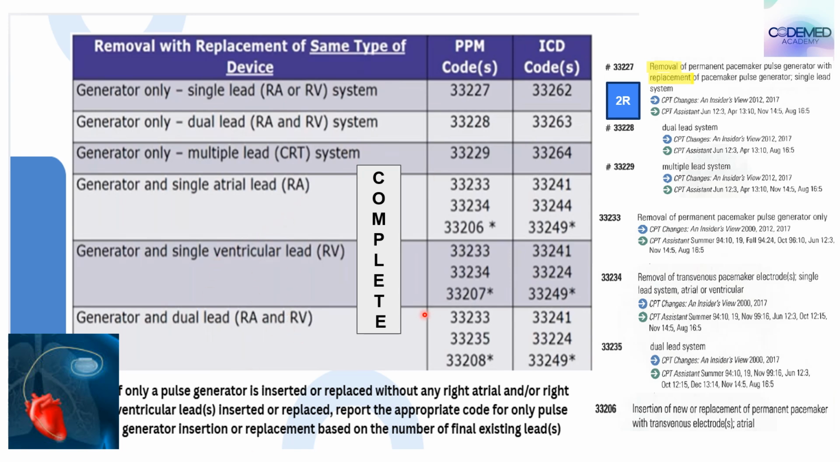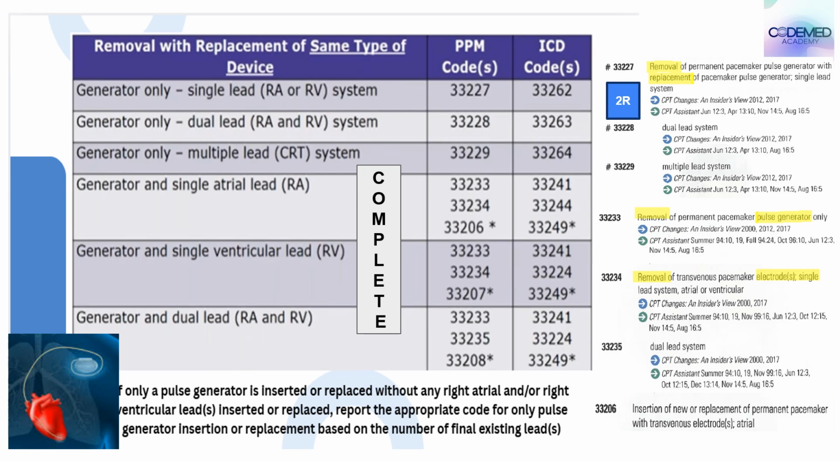These three codes are the complete removal of the system followed by replacement. So we are removing the generator as well as the lead and replacing it. Now take a look at the codes. But for that we are using three codes. Why are we using three codes? Because if you see the code 33233, it talks about removal only, removal of the pulse generator. Then 33234, it is also talking about removal of the electrode, and we are talking about the single system here. Again the code differs depending upon the system.